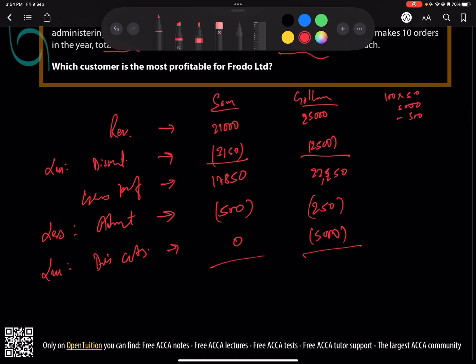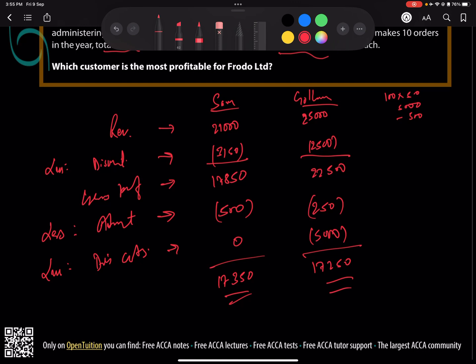Next thing, it's going to be what, 17,850 minus 500. It's going to be 17,350. Next thing is over here. 5250. So 22,250. What did I do? 25,000 minus 2,500. That's going to be 22,500. 22,500, right, minus 250 minus 5,000. So 17,250.